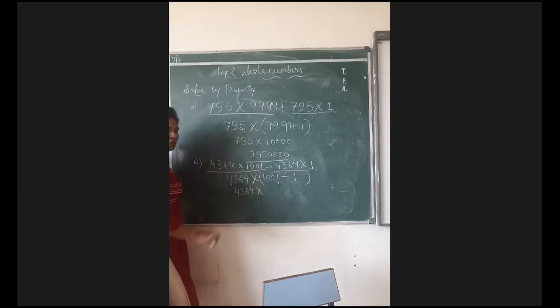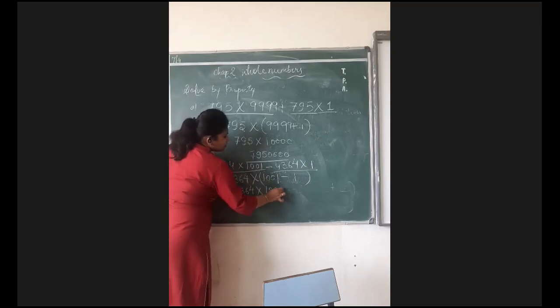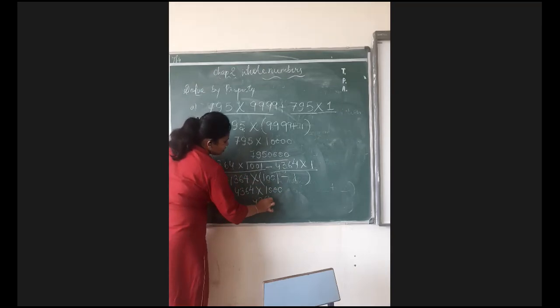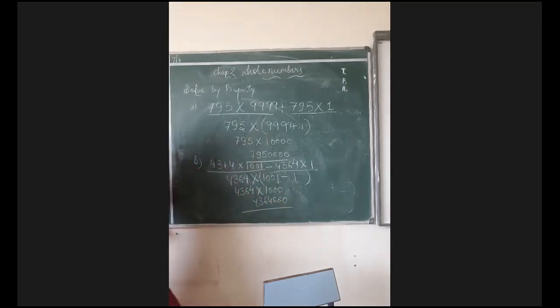Now 4364, the sign of multiply. Now when you subtract this, what will you get? 1000. And when you multiply these two, you will get 4364 along with 3 zeros. Finish.